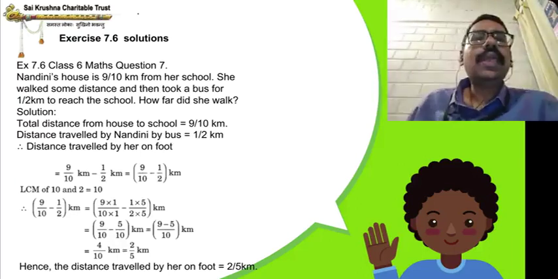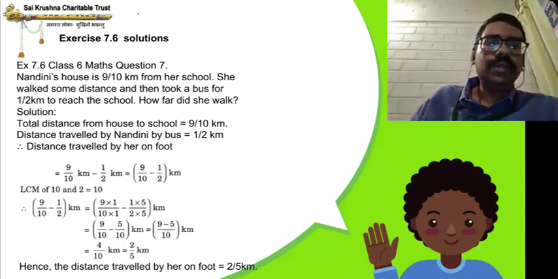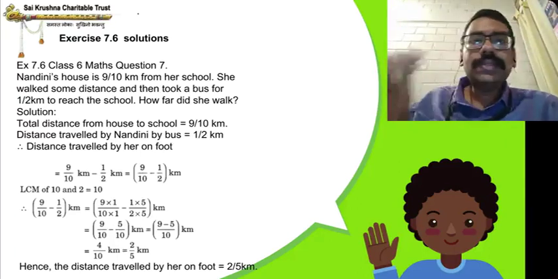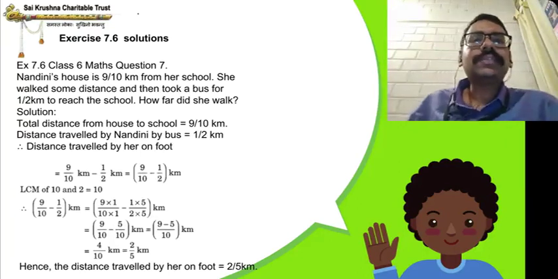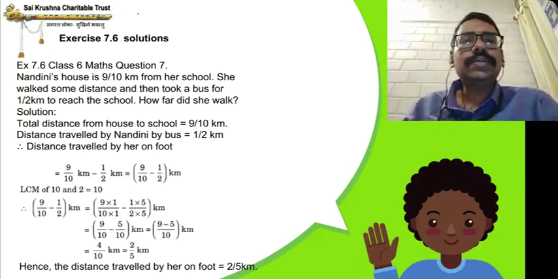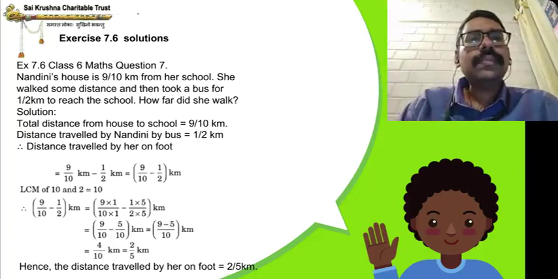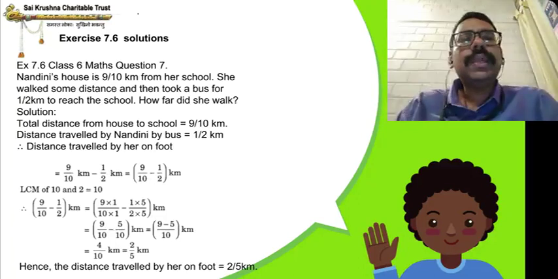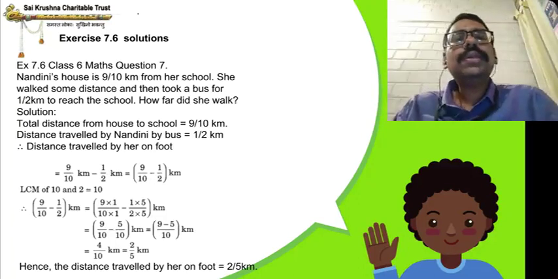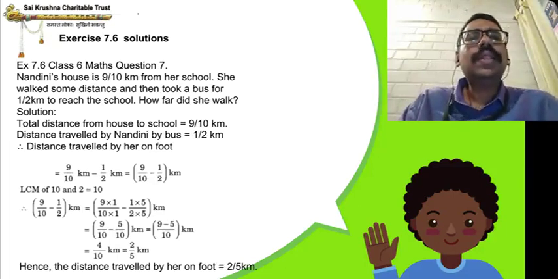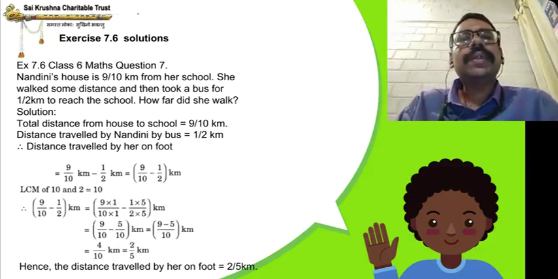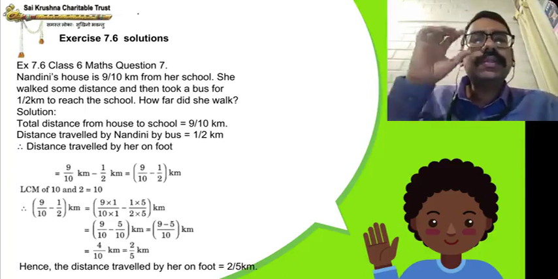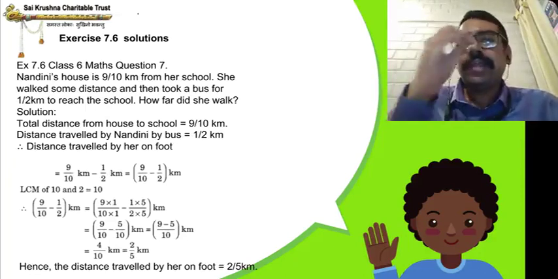Nandini's house is 9 by 10 kilometer from her school. She walked some distance and then took a bus for half kilometer to reach the school. So Nandini's house is how much kilometer from her school? 9 by 10 kilometer from the school. What she did, she walked for some distance, then took a bus for half kilometer to reach the school. How far did she walk? So how far she walked, you have to find out that.